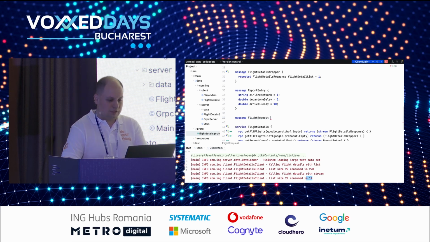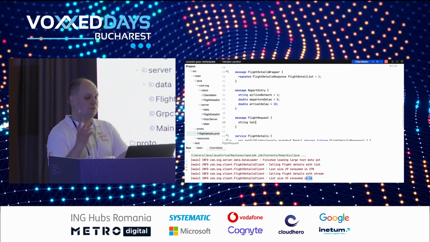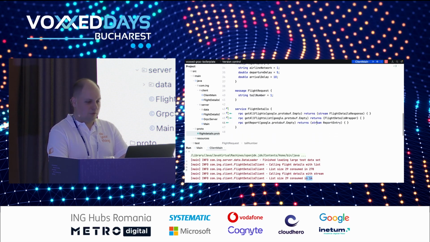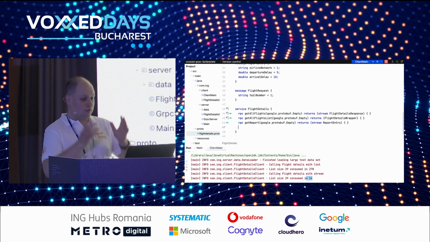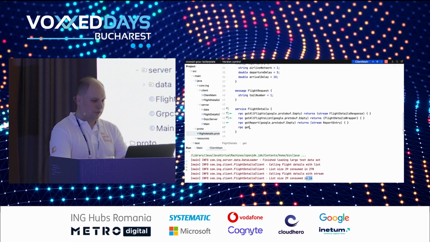And let's see how a service looks. As you can see here, in order to say that the message that is going to be sent back is streamed, I use the stream keyword. Now, here, I'm also going to use the stream keyword for the request, because we are also building a stream towards the server. So get data for tail number.